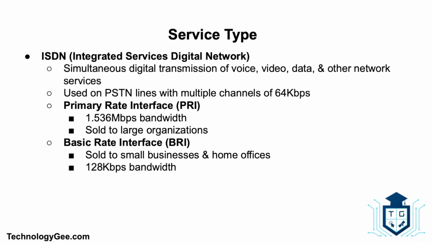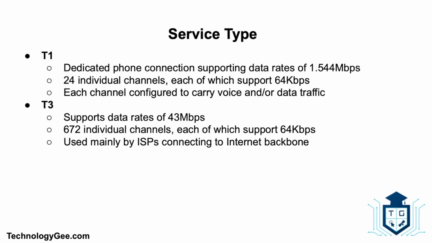PRI is also sold to large organizations. Then BRI, or basic rate interface, was sold to small businesses and home offices before DSL and cable became widely available. BRI offers up to 128 kilobits per second of bandwidth. Also, most telephone companies have largely phased out ISDN in favor of DSL, which is much faster and less expensive for internet connections.